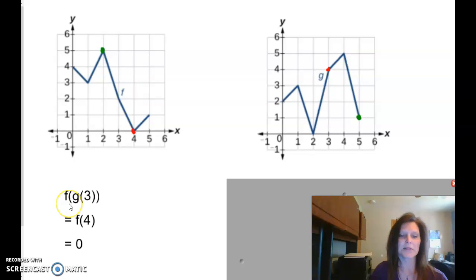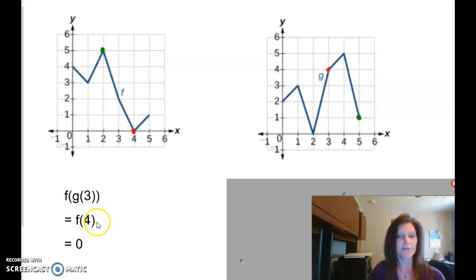So if I'm asked to find f of g of 3, I'm going to first have to figure out what g of 3 is. Okay, g of 3. So I look at the g graph. I find x equals 3. I look up to see where it runs into the graph, and then I look over and realize the y value there is 4. So what I'm really needing instead of f of g of 3 is f of 4.